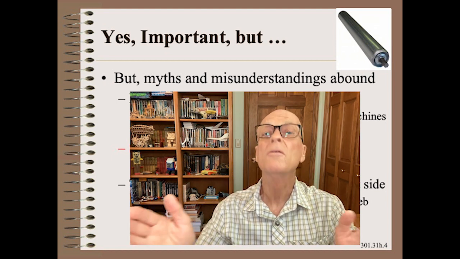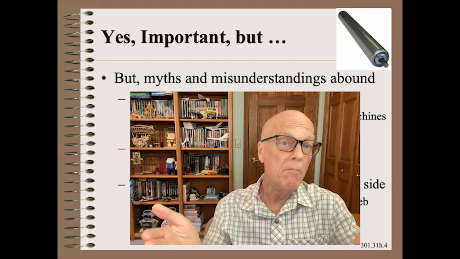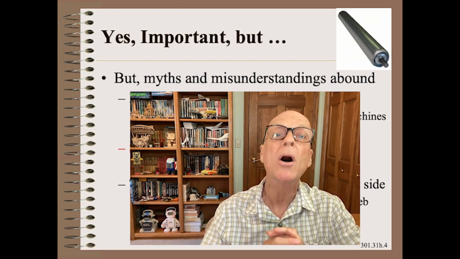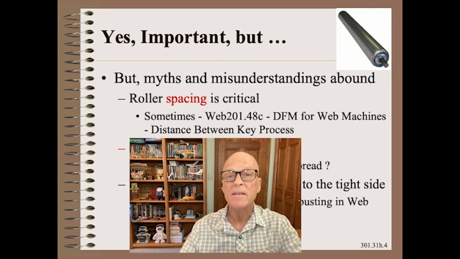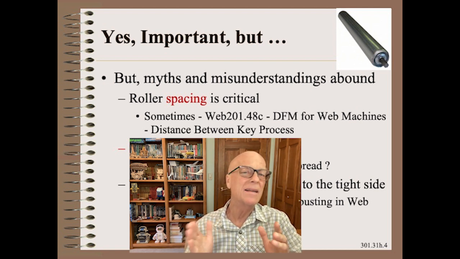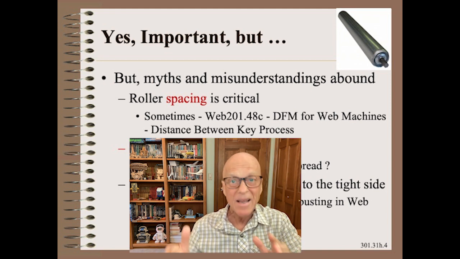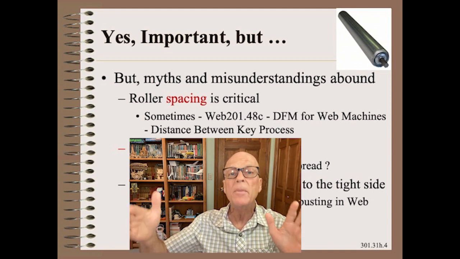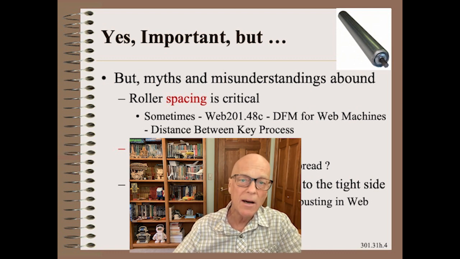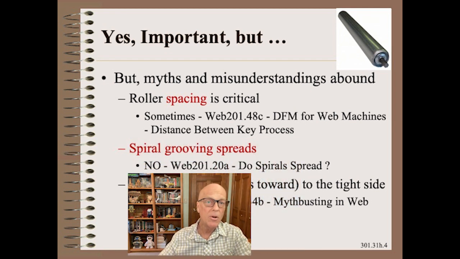Because rollers are so numerous and so essential to web machinery, it would not be surprising that myths and misunderstandings abound. One example is that roller spacing is critical. It can be, but not like you might think. Instead of the roller-to-roller distance, which is fairly tolerant, what may be far more important is the total web path length between key processes, as we covered in Web 101.41c.